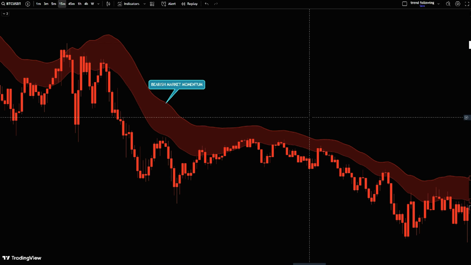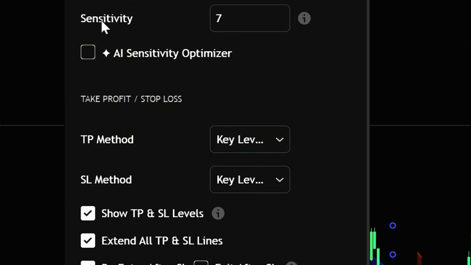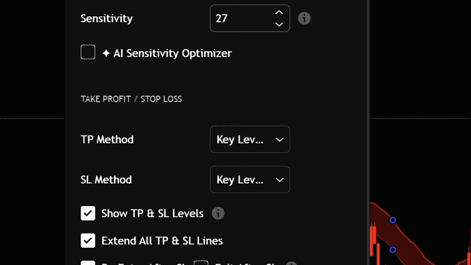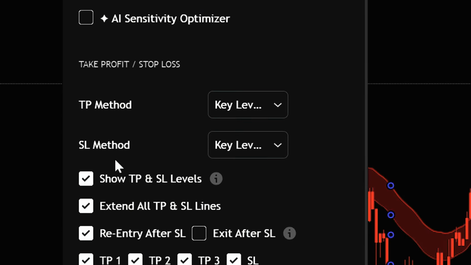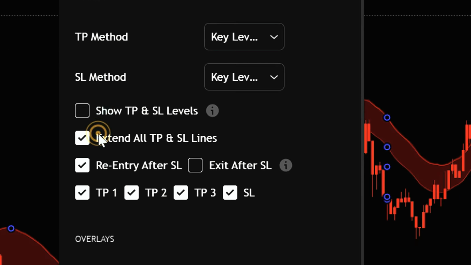So let me show you how I clean this up. I go into the indicator settings. I change the sensitivity to 27. And then I turn off everything else. All I want to see is the ribbon color, nice and clean. Now let's put these two pieces together.